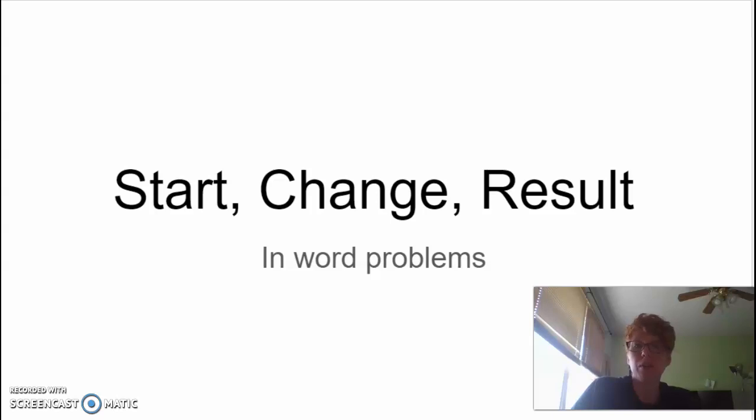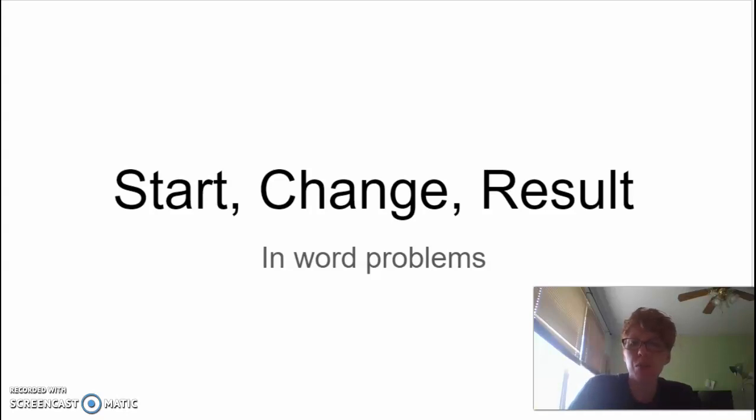All right, my friends, today we're going to talk about something called start, change, result in word problems. Now, this is a strategy that can help you kind of make sense of what's going on in a word problem, because in every type of word problem, there is a starting amount, then that amount changes in some way, and then you have the result. So we have start, change, result.